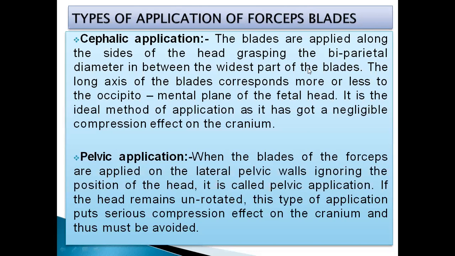Ye jo blades hai, hum insert kar rahe hain. Biparietal diameter ke through karein. You can just imagine ek fetal skull imagine karo, parietal diameter imagine karo, two parietal eminence, parietal bone, फिर उसके सेंटर में पैराइटल एमिनेंस है, प्रोजेक्शन है उसको पैराइटल एमिनेंस बोलते हैं. तो दो एमिनेंस के बीच में जो डायमीटर है वही पैराइटल डायमीटर.